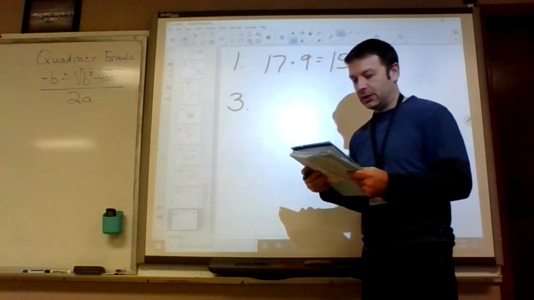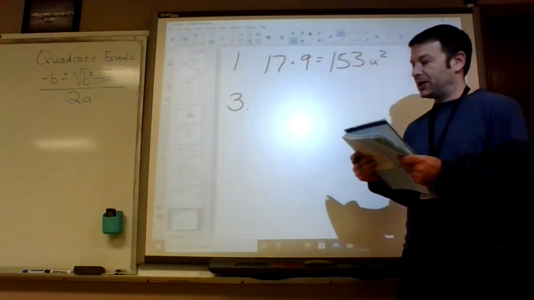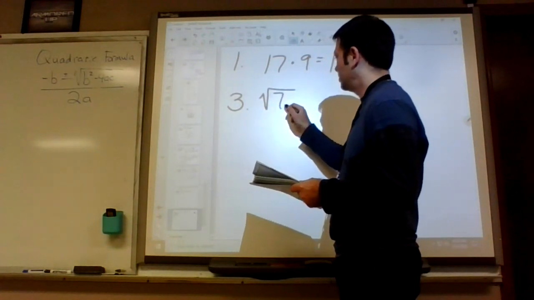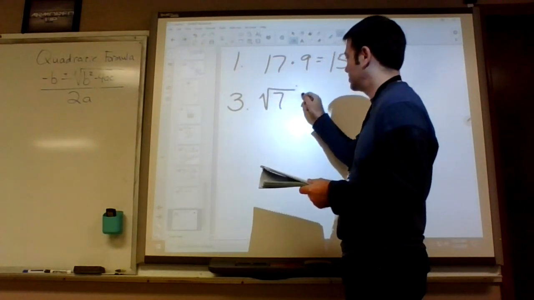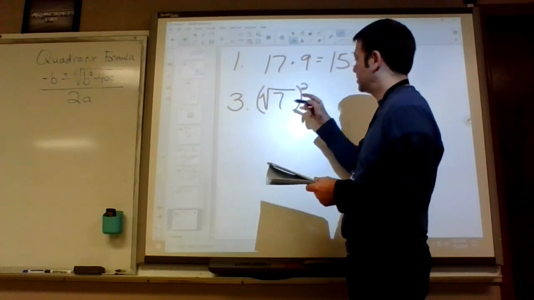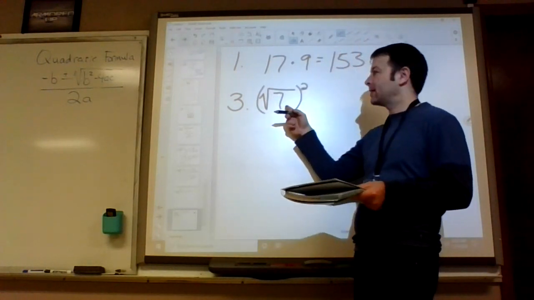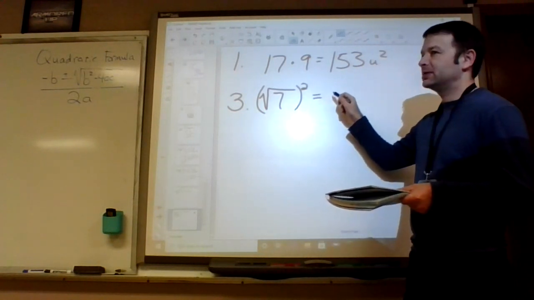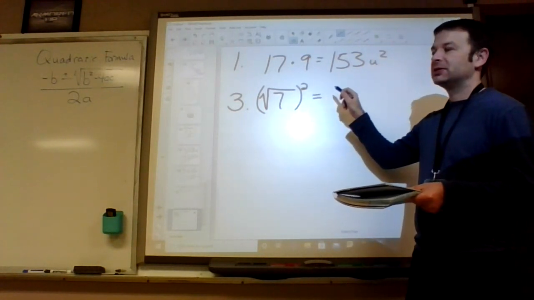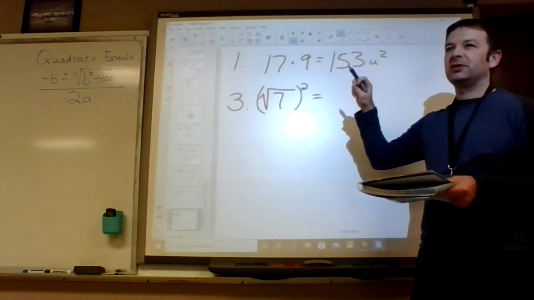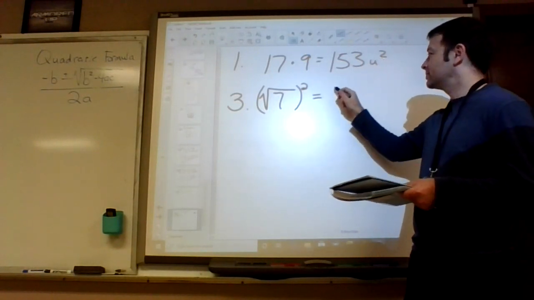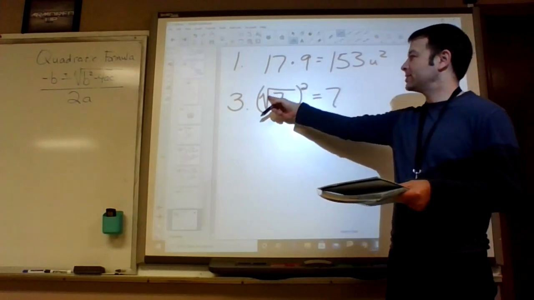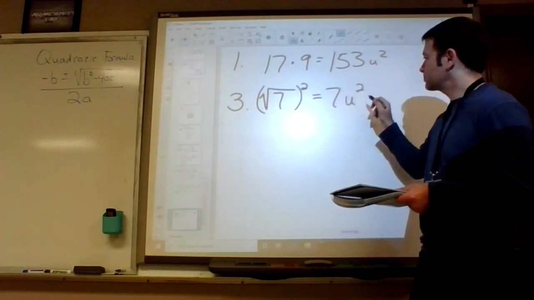Number three, square with side of square root of 7. How do we find the area of the square? Base times height. Well, what would the height be in this case? It's a square, so it would be the same. So square root of 7 times square root of 7 is 7, because squaring cancels out the square root.